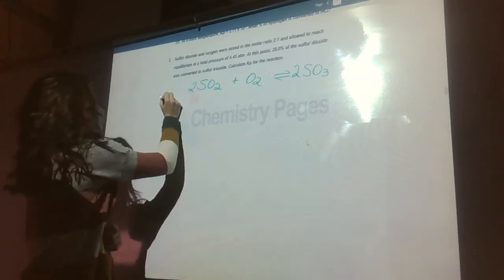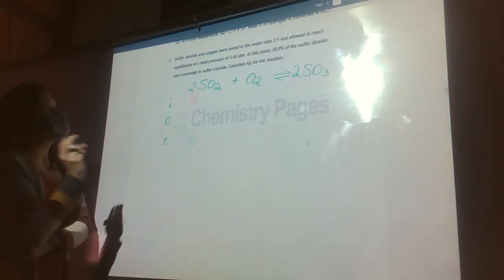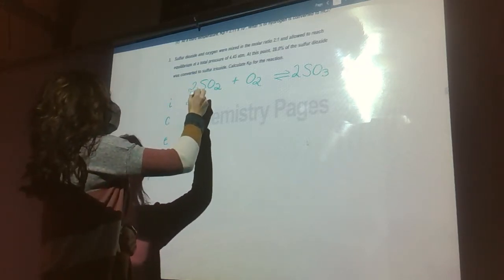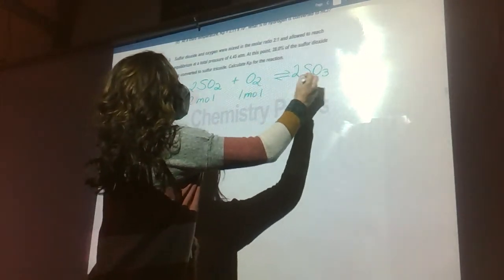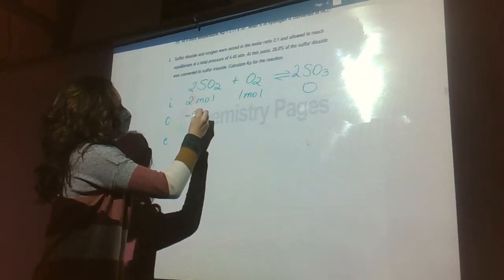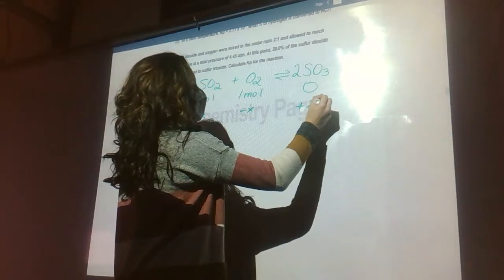Are you just balancing on the other side? Yes. Okay, so it says they were mixed in the molar ratio 2:1. So we're just going to say 2 moles, 1 mole, and we always start with zero product. So far, so good. And then we have our change, minus 2x, minus x, plus 2x.